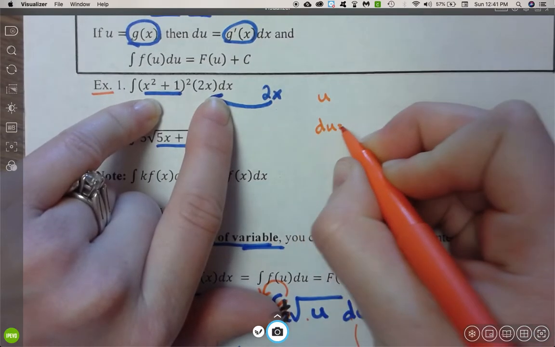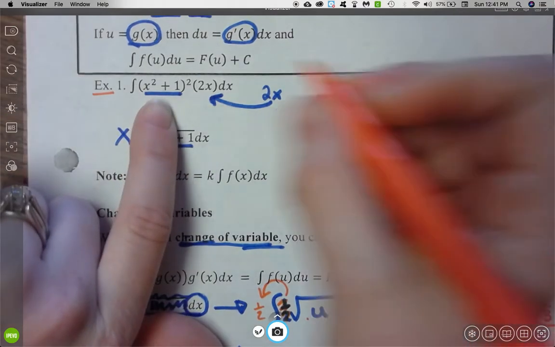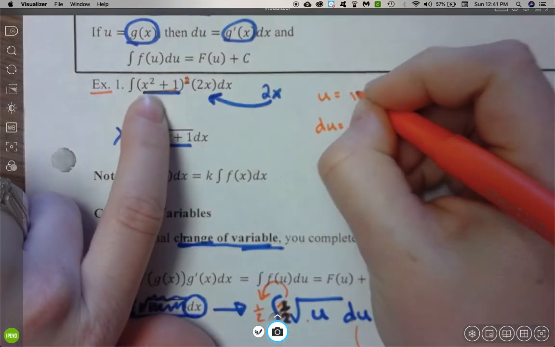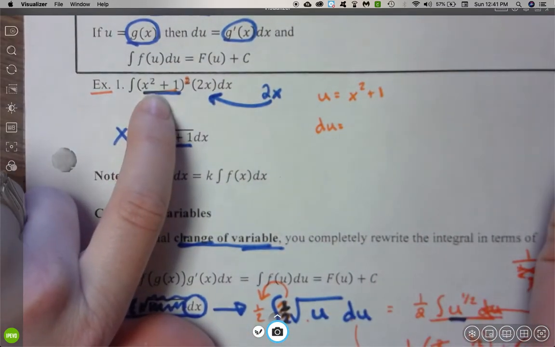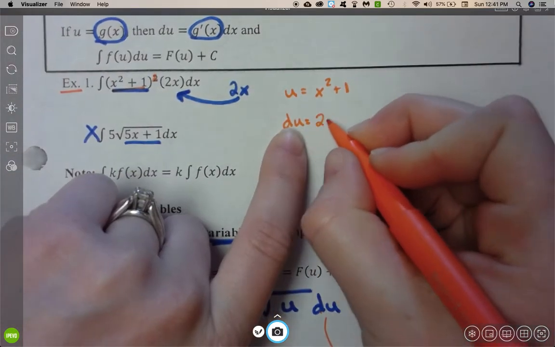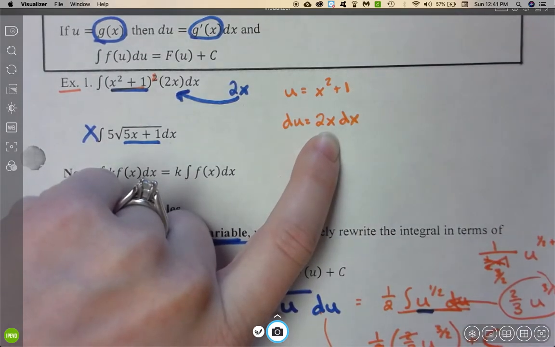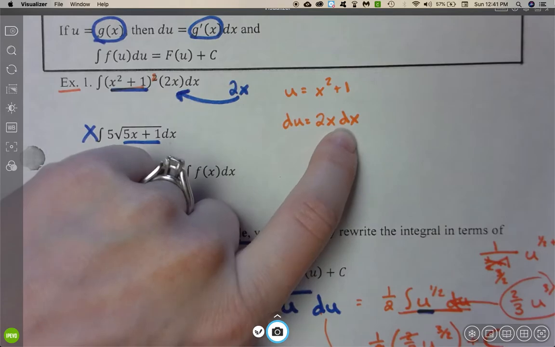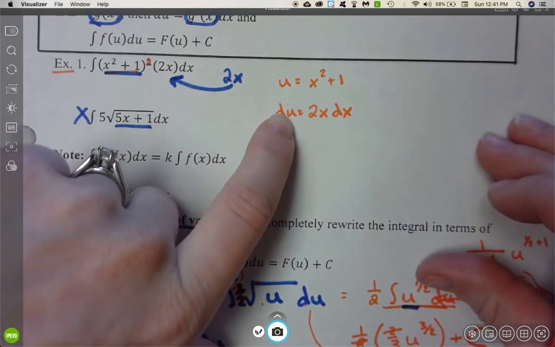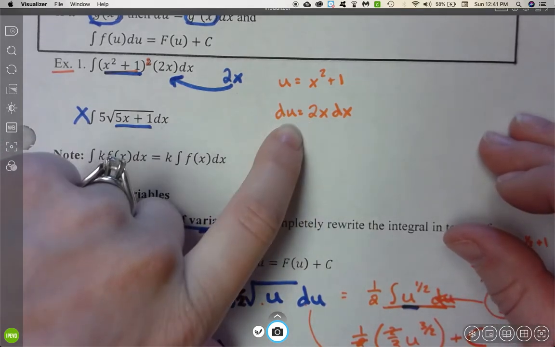u is going to be the stuff that's stuck on the inside of something else. So it's stuck inside of the square. I'm going to write it as x squared plus 1. That's the part that's stuck on the inside. And then the derivative of that is just 2x. The 1 goes away, and we put a dx on the end. This notes that I'm taking the derivative of the right side with respect to x. I take the derivative of u with respect to u, and that becomes du. So we have this going on, and now we're going to start to substitute in.